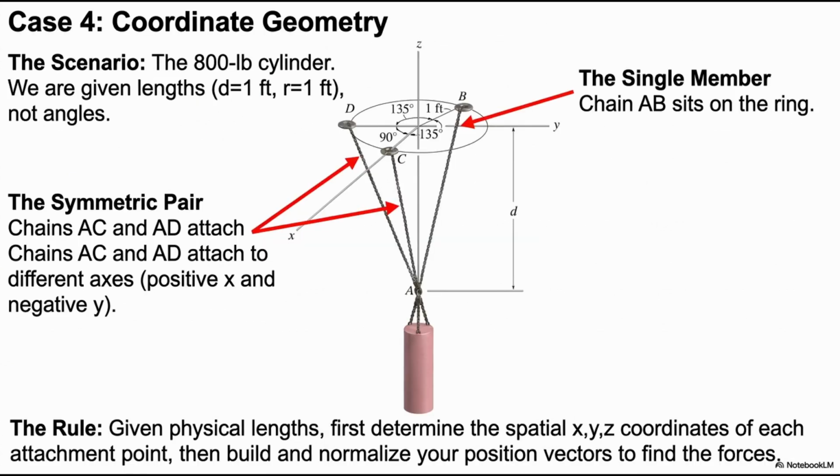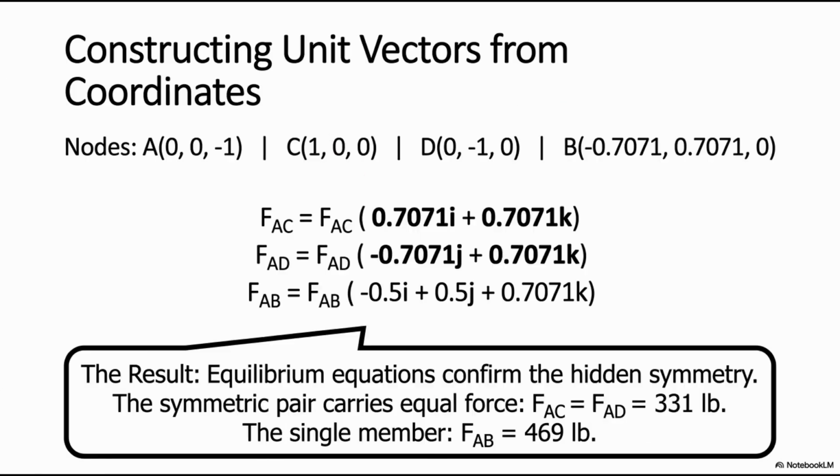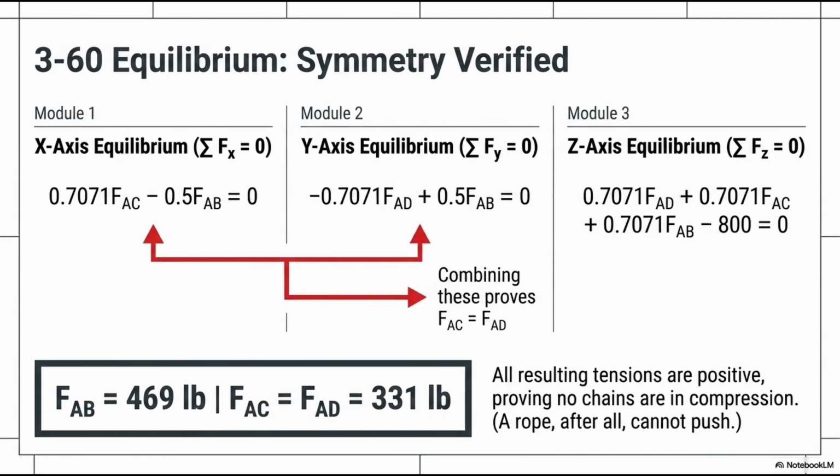In problem 360, an 800-pound cylinder is supported by 3 chains attached to a top ring. Chain AB lies in the plane of symmetry, while chains AC and AD, though attached to points on different axes, are actually mirror images across the symmetry plane containing chain AB. By defining the spatial coordinates of the attachment points, we determine the unit vectors for each chain and write the spatial equilibrium equations in the x, y, and z directions, observing how symmetry simplifies the relationships. Solving this linear system gives a distinct tension for chain AB and equal tensions for chains AC and AD.